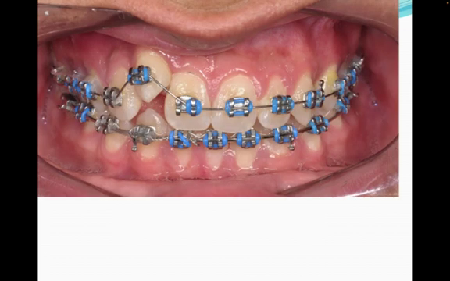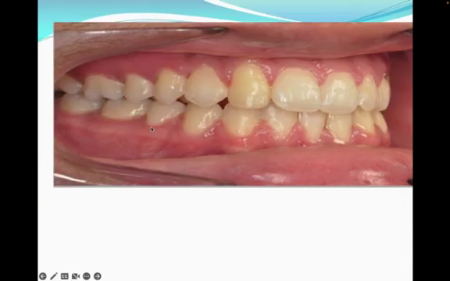What we do is we accept the transposition, we bring the canine into the position of the lateral, and then we do reshaping of the canine to look like a lateral. As you can see here, it's slightly dark in color. Here we did a little bit of reshaping for the canine.